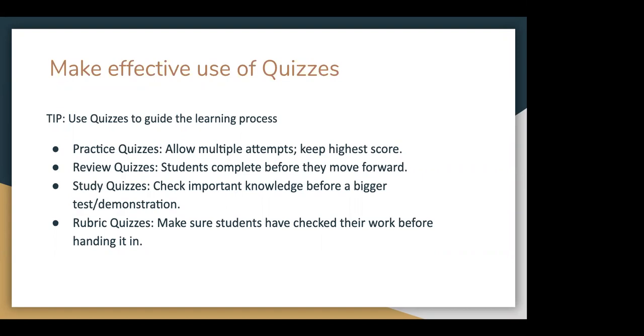And you can do rubric quizzes. Make sure students have checked their work before handing it in. For example, if you have a rubric for an assignment and it says you must do A, B, and C, make a little quiz before they hand in the assignment that says, did you do A? Yes, no. Did you do B? Yes, no. Did you do C? Yes, no. And if they haven't, say go back and do these things before you turn this assignment in. So quizzes can be a really useful tool in Canvas, and they help us to use low stakes assessment to keep the learning process active and inclusive.